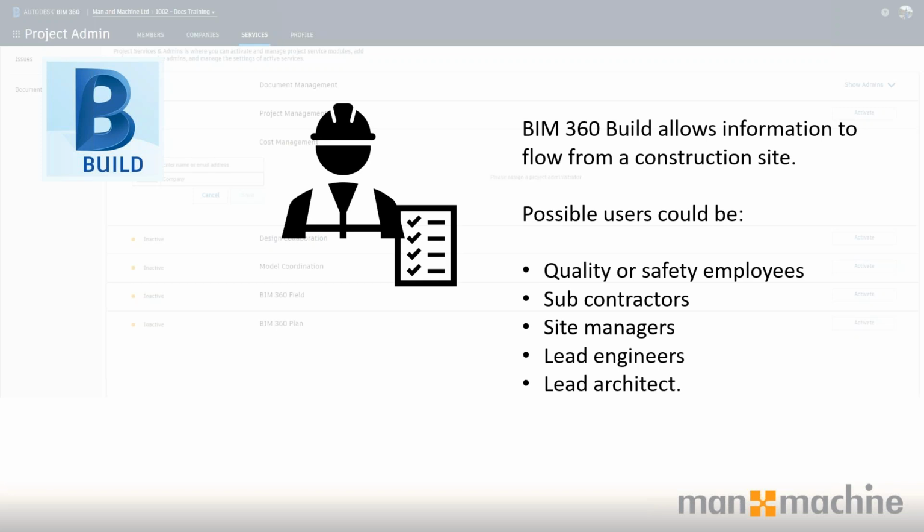So who is it useful for? BIM 360 Build is going to be useful for quality and safety employees, subcontractors, site managers, lead engineers and lead architects. So say something on site is being constructed and there needs to be a request for information because perhaps something has happened. Perhaps the site manager needs to get in touch with the lead architect or lead engineer to ask what he should do about that issue at that moment in time. So it's just useful for anybody that needs to get or create information about what's happening on a construction site.